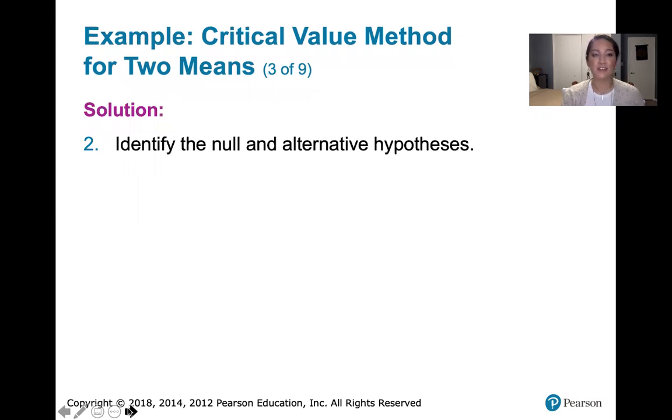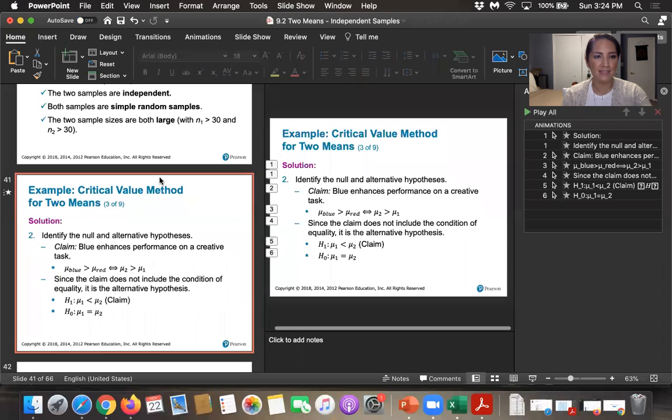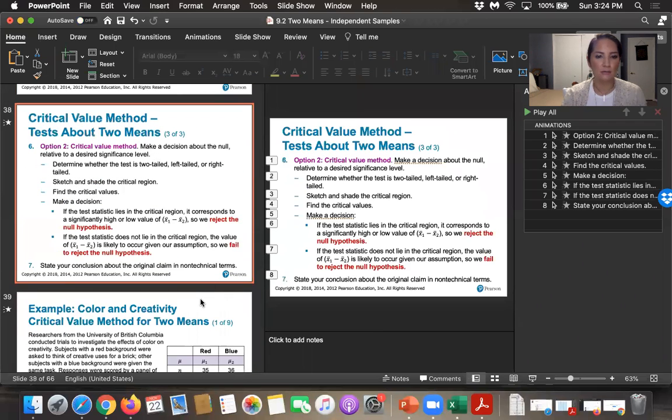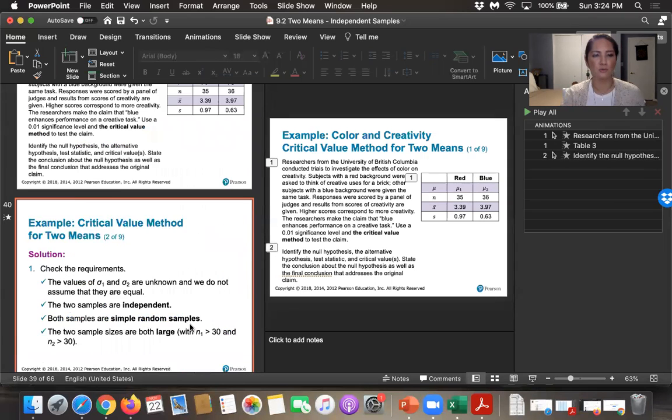Then we need to identify the null and alternative hypotheses. The claim was that blue enhances performance on a creative task. Now, in the little table that they gave us, let me show you. Red is designated as our first population, and the blue background folks were designated as our second population. So red is associated with a mean of mu sub 1, and blue is associated with a mean of mu sub 2.